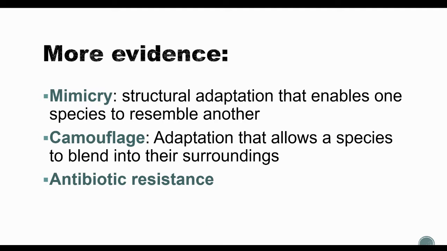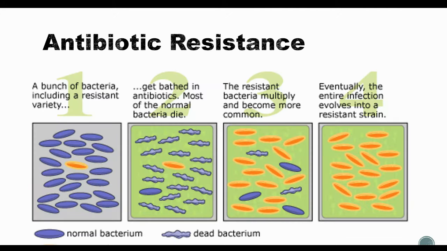All right, some more evidence. Mimicry. These are structural adaptations that enable one species to resemble another. So a species that looks like another species in order to distract a predator, so that it doesn't become prey, something like that. Camouflage, which is an adaptation that allows a species to blend into the surroundings. And then also antibiotic resistance, which we talked about at the beginning, so I just wanted to remind you, this is another example of that natural selection that we can see that's more evidence for evolution.